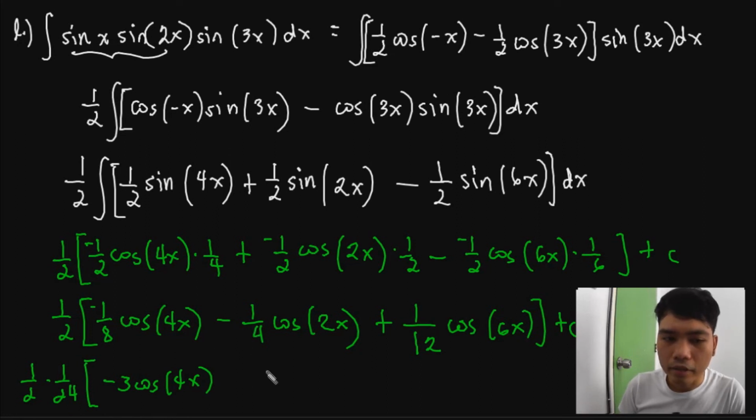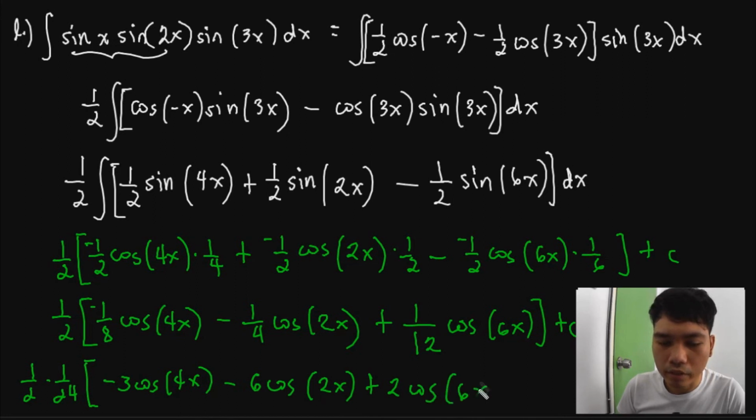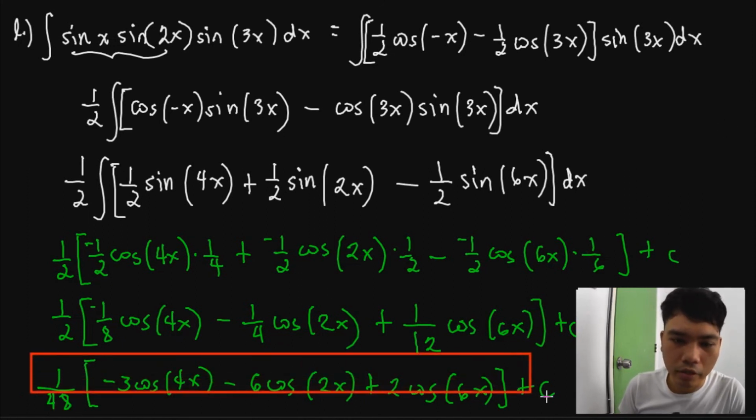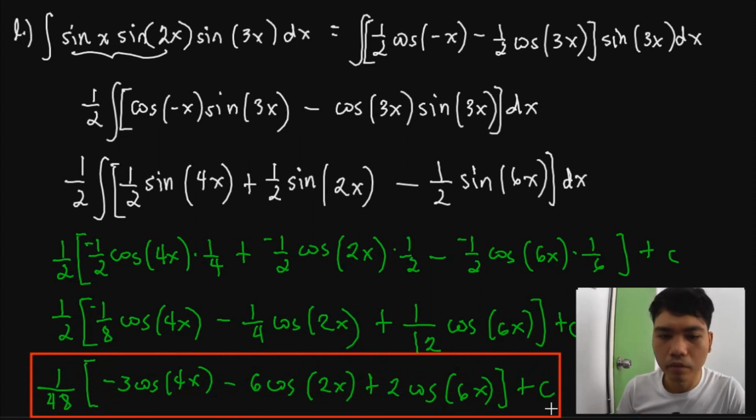And then in this case, kung 24 siya, so that will be 6, I think. So 6 cosine of 2x. Then for this one, we have positive 2 cosine of 6x. Okay, so plus c. And this is your final answer. Gawin natin itong 1/48. Kasi di ba 24 times 2 is 48. Okay, so this is your final answer for this problem.